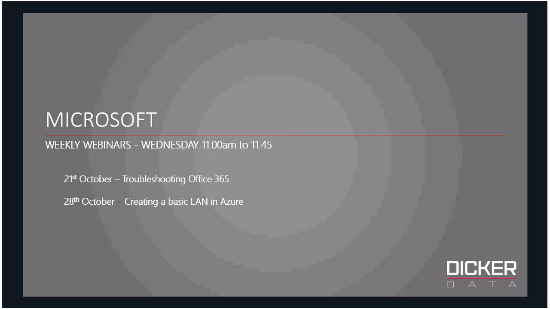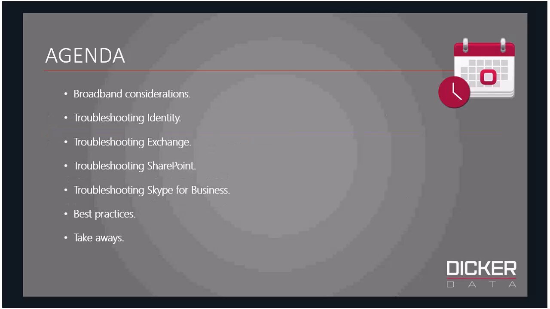Our weekly webinars continue on. Today we'll have a look at Troubleshooting Office 365, and next week, for the last one in October, we'll look at creating just a very basic LAN in Azure to give you some idea of how to go about and make that happen. Our agenda for today on Office 365 troubleshooting: we'll look at some bandwidth considerations, troubleshooting the identity, Exchange, SharePoint, Skype for Business, and our best practices and takeaways.